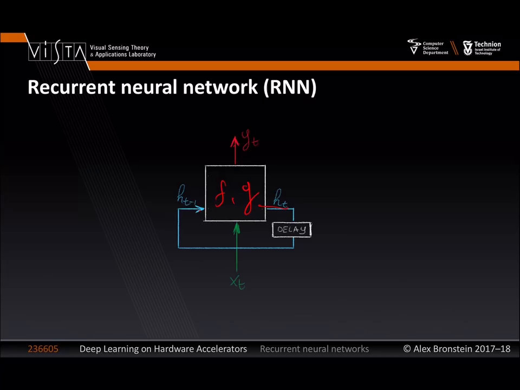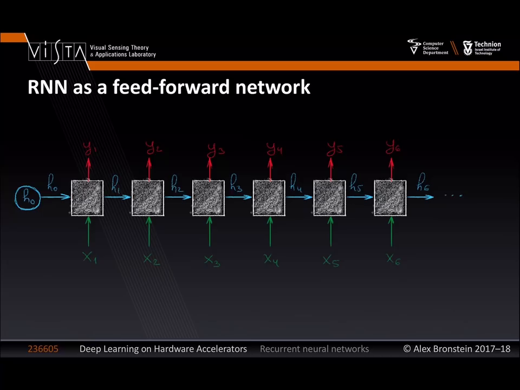And I can also think of it as a feed-forward network. I can just unroll it in time. Okay, so let's start with some H0. I'm feeding my network with an input X1. It produces the state H1 and output Y1. Then I feed it with X2. So I can replicate, let's call this F.